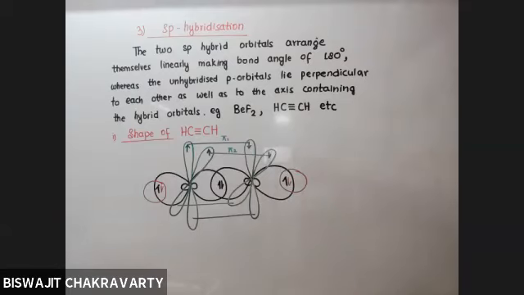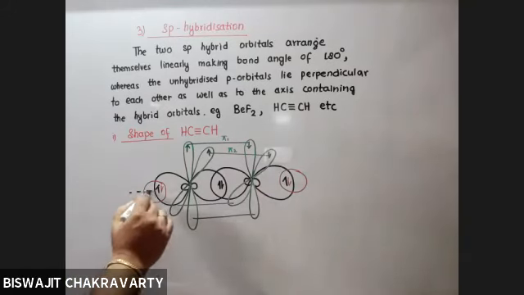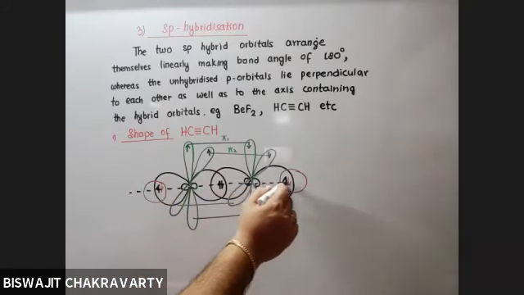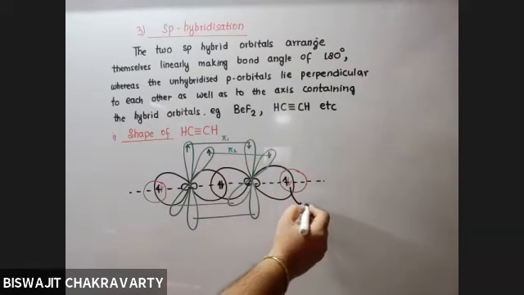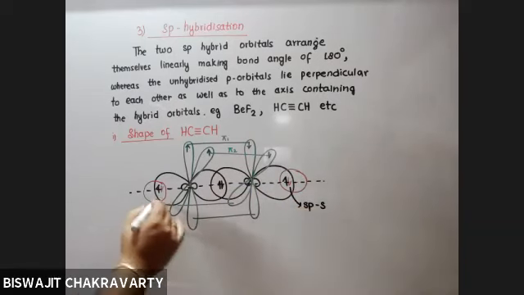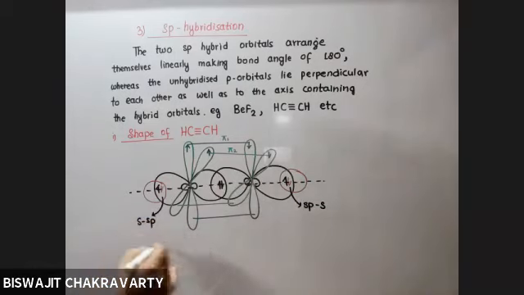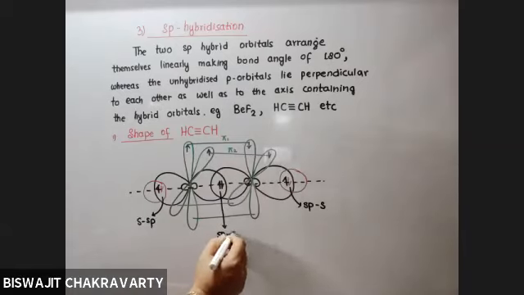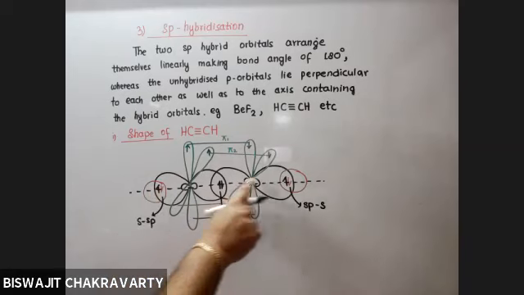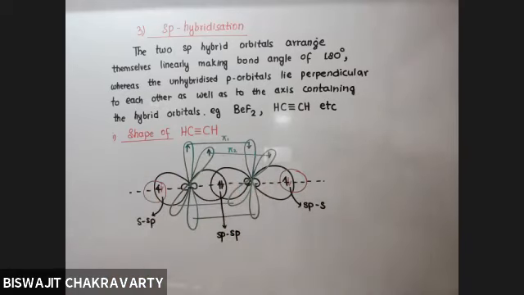So let us see what are the total number of bonds formed. All these bonds are formed on the internuclear axis. This is SPS, this is also SPS or SSP. What is this type of sigma bond formed between the two carbon atoms? SPSP. So a total of 3 sigma bonds and 2 pi bonds are formed in the ethyne molecule. Understood?